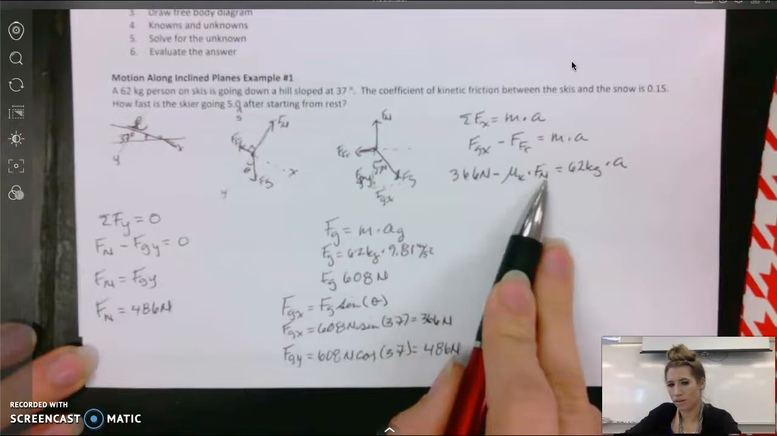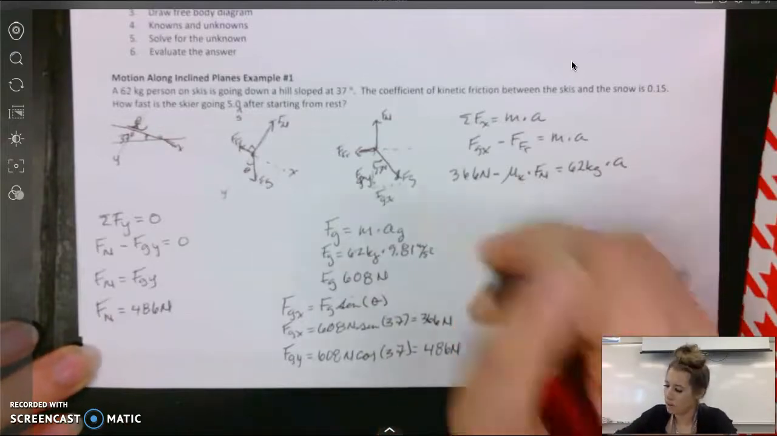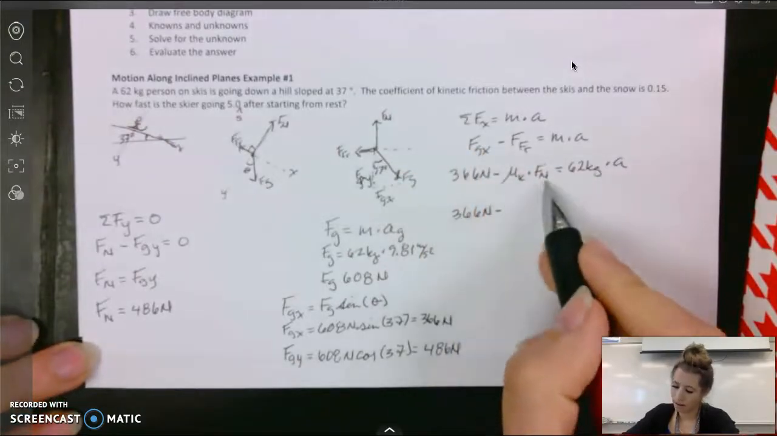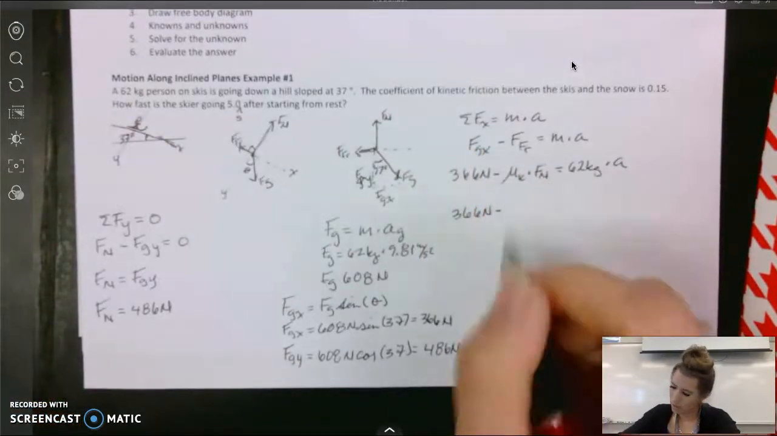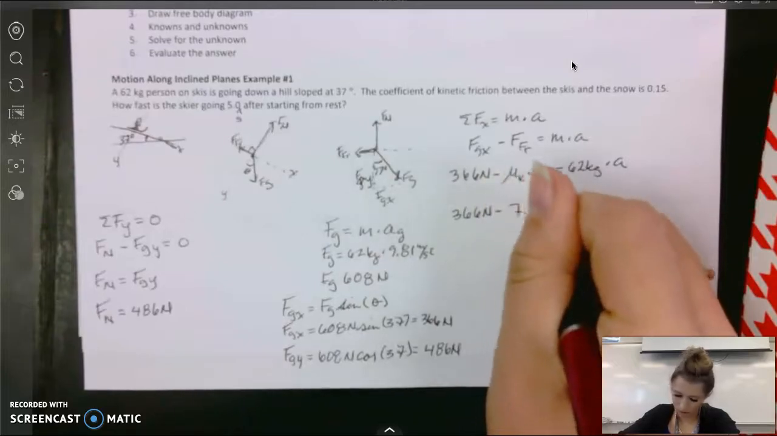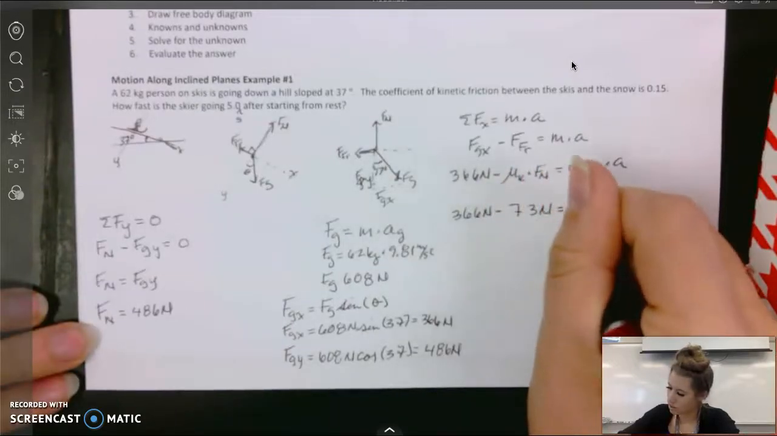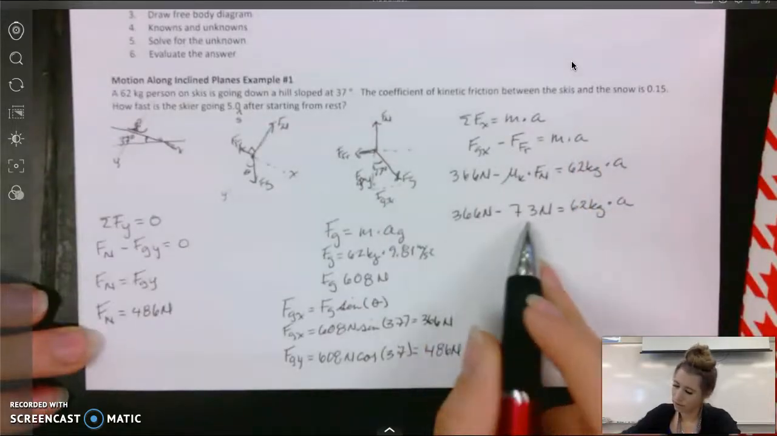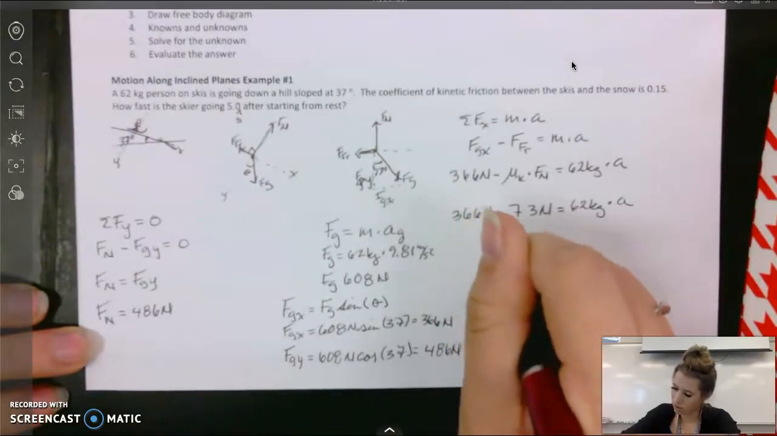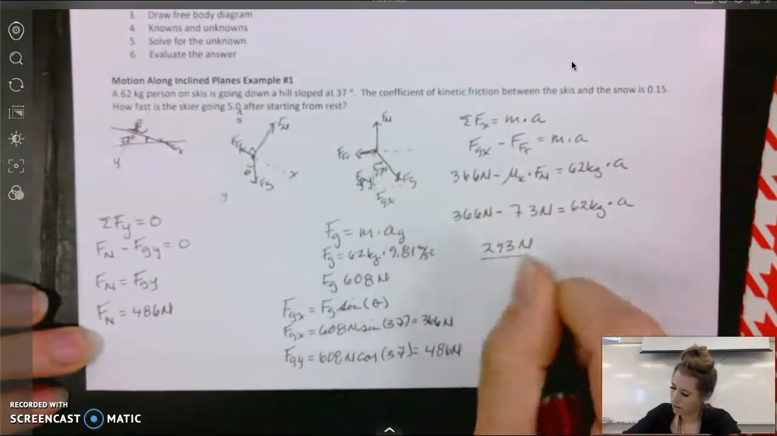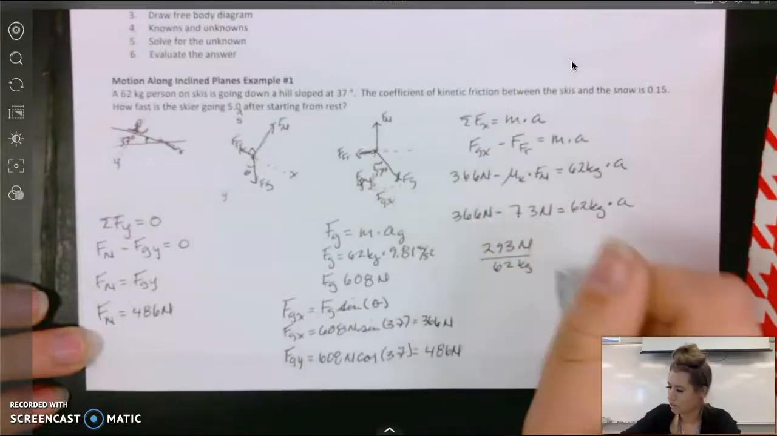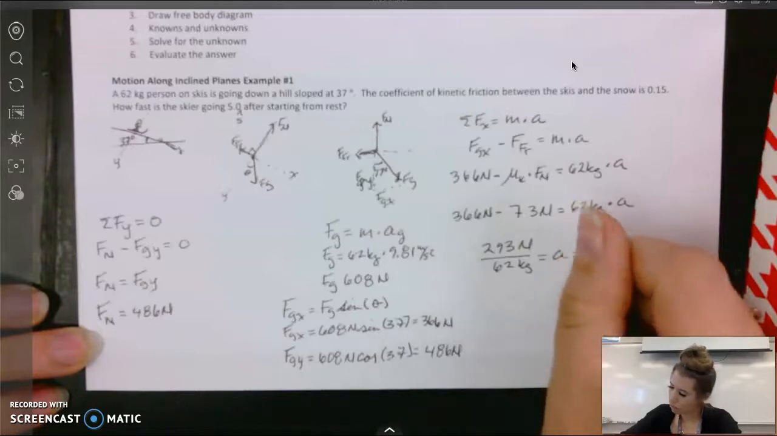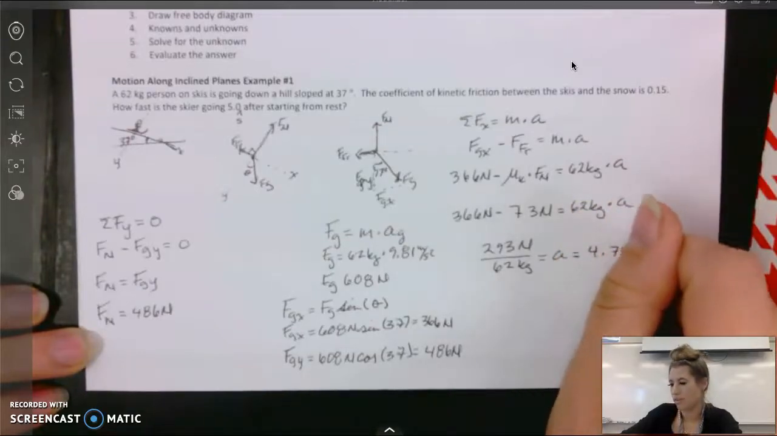So I'm going to take 486 multiplied by 0.15. So now I have 366 newtons minus that 0.15 times 486. Okay, and so that is 73 newtons, and that's going to equal 62 kilograms multiplied by acceleration. If I subtract those, that's going to equal 293 newtons, and then I'm going to divide by the 62 kilograms, and that will tell me that the acceleration is 4.73 meters per second squared.